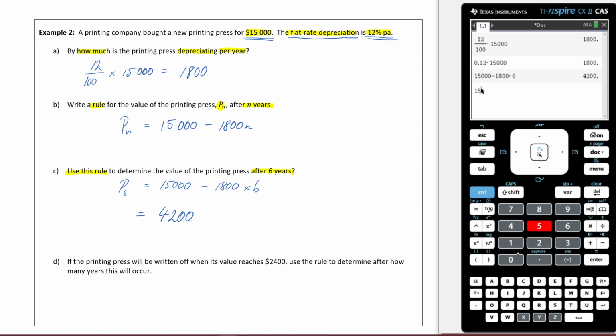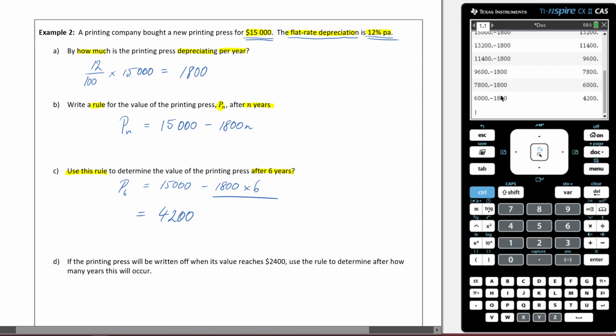And remember, this is equivalent to what our recursion was doing before. We were doing 15,000 and then minusing 1,800, and I was just doing it 6 times: 1, 2, 3, 4, 5, 6. Now we've saved ourselves that trouble. We've just gone, well, what's 1,800 times 6, and subtract all that away from 15,000. Hopefully you can see the logic of using a rule when doing this.